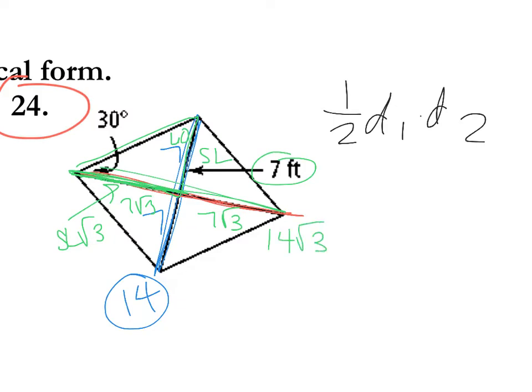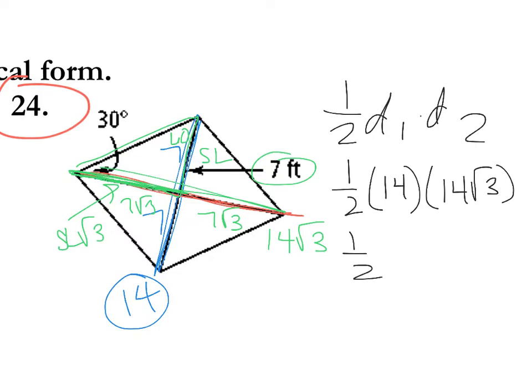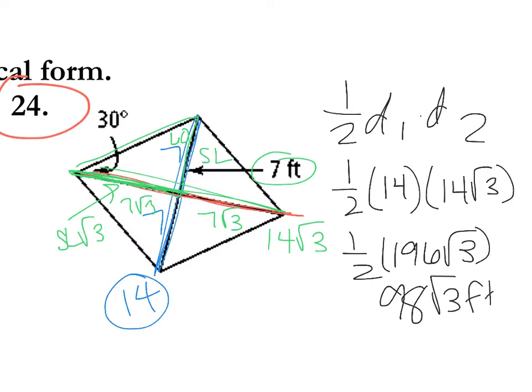Now if you want to change that to a decimal, you can. I just left it. It was easier to work with. So one diagonal is 14, the other diagonal is 14 radical 3. That means that's 1/2 of 196 radical 3. And then I just left the 196, I took half of that and left the radical 3 in the problem. And you get 98 radical 3 feet squared. Again, if you want to change it to a decimal, you can, but that one's kind of easy to leave as a radical.